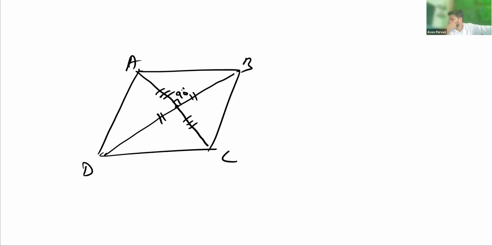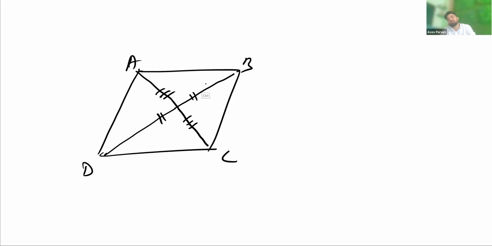You understood? Yes. Understood. Alvina, you understood? Or either prove any two adjacent sides as equal. So if you need to prove a parallelogram as a rhombus, you have to do one thing. Either prove their diagonals bisect each other at right angle or prove their sides are equal.